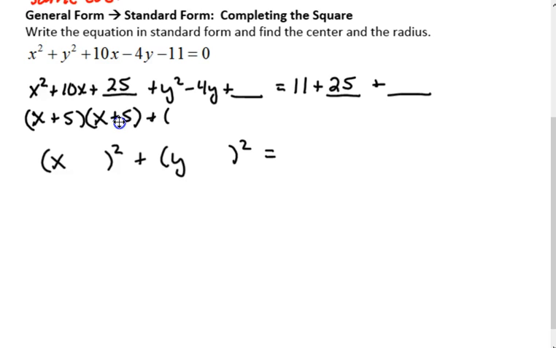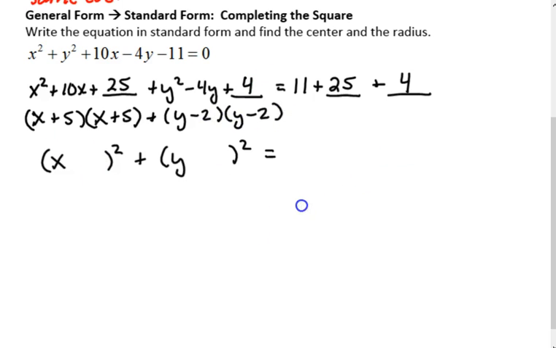Then the second one is going to be a y and a y. So I want this to be negative 4y, so that means I need a negative 2 and a negative 2. So minus 2 minus 2, because negative 2y plus a negative 2y gives me negative 4y. Negative 2 times negative 2 is a positive 4. You're always going to be adding something positive because you're always squaring something.